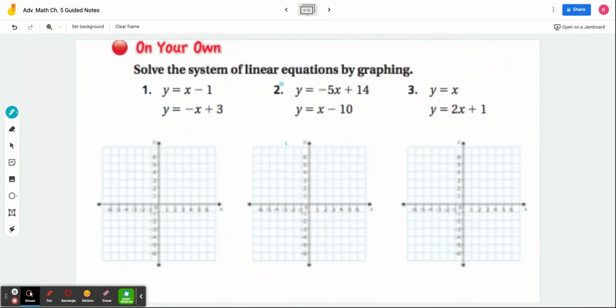To solve the system of linear equations by graphing, we're going to graph the two equations given. So here, y equals x minus 1. We know that our y-intercept is -1 and our slope is +1. So we're going to go up 1 and over 1. Now we're going to draw as straight a line as possible through these 2 points.